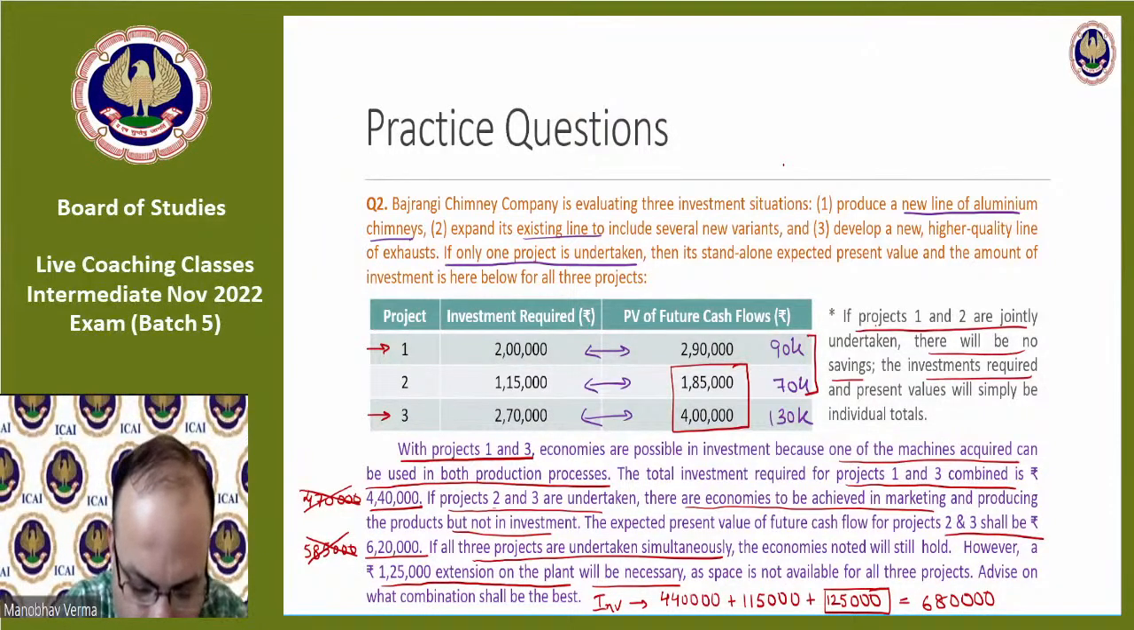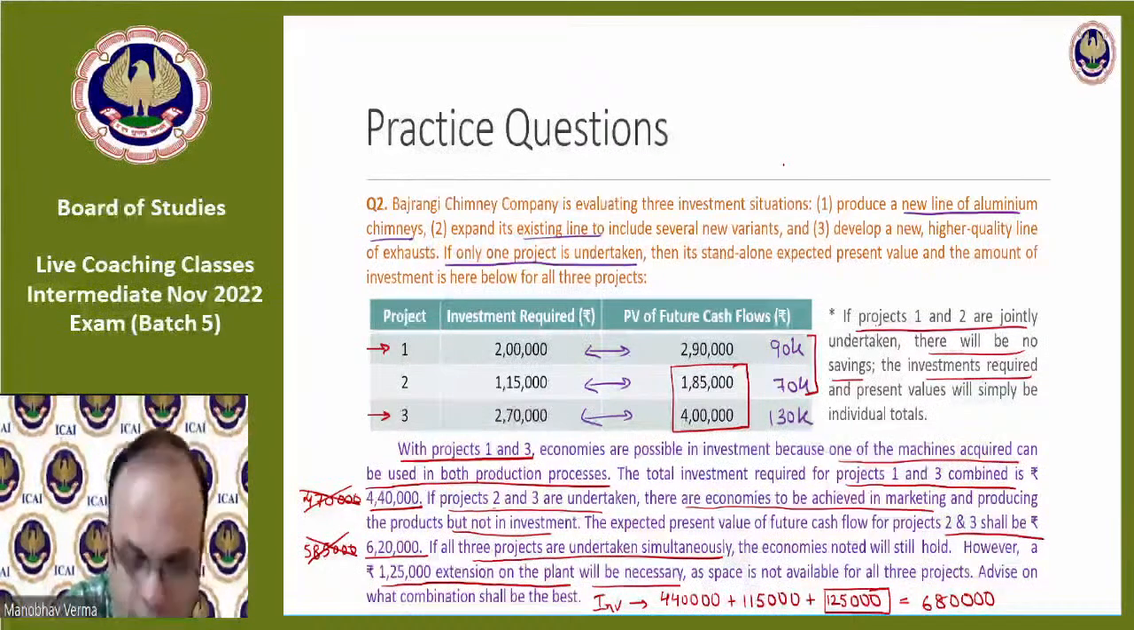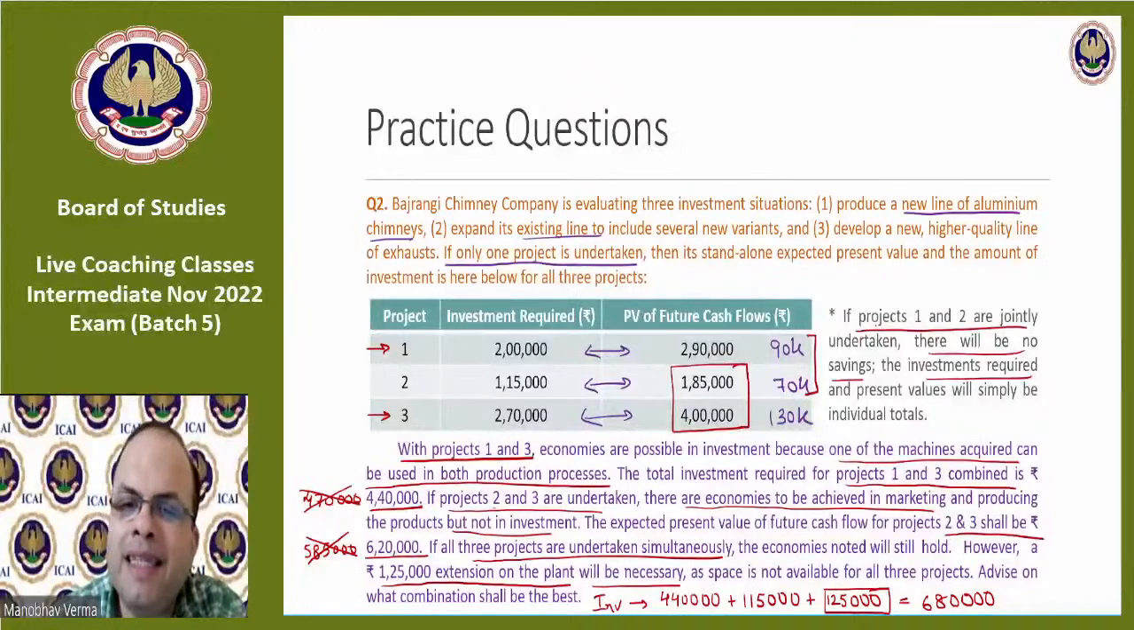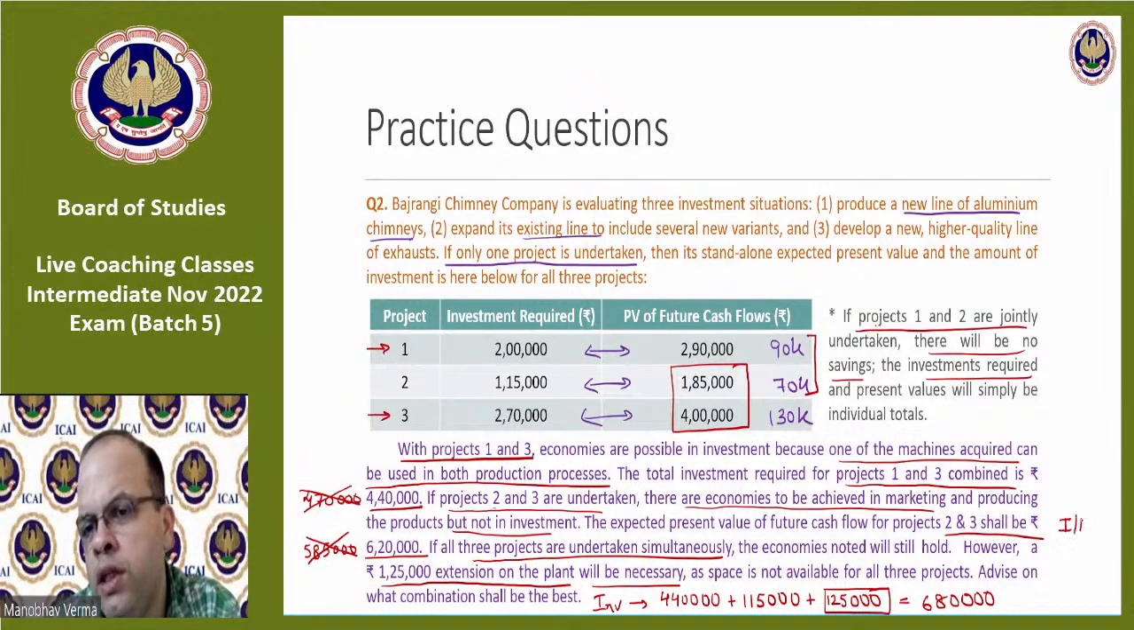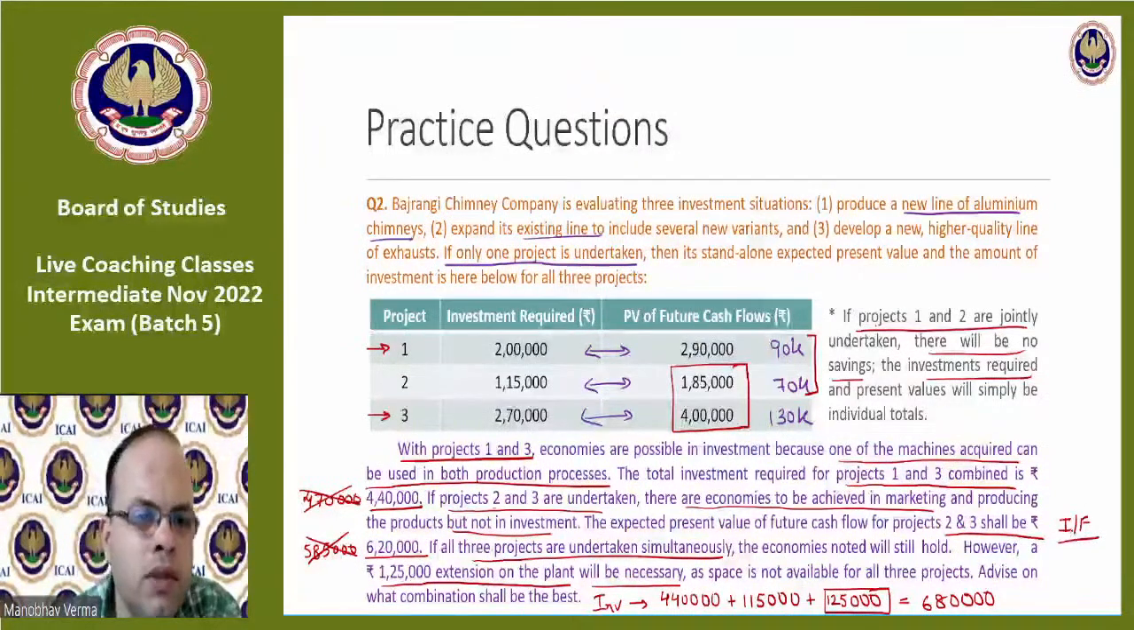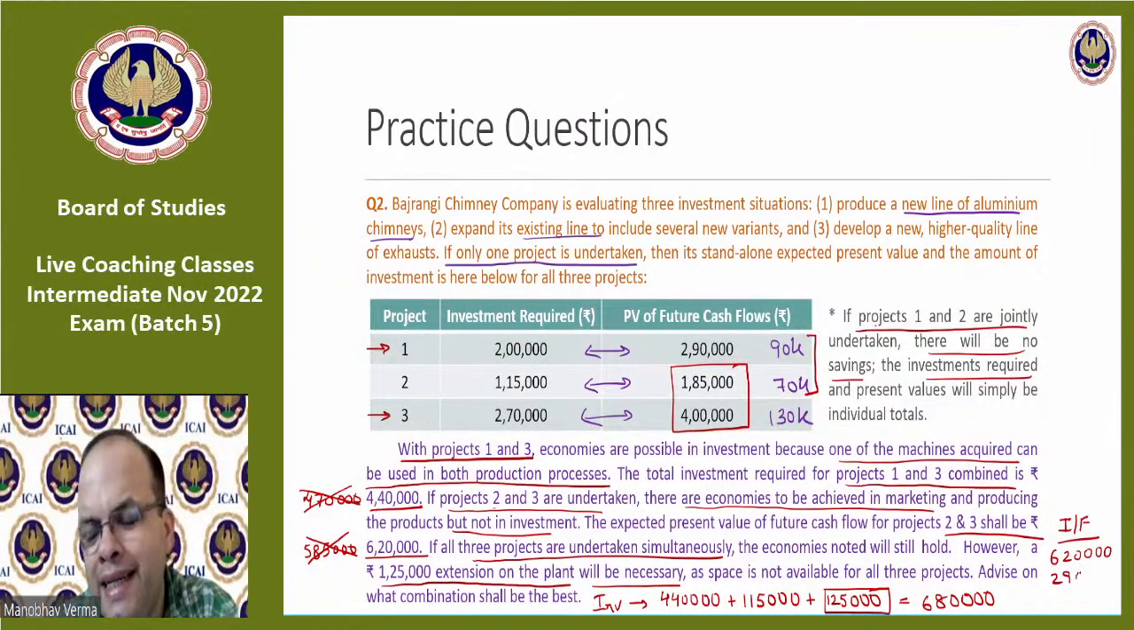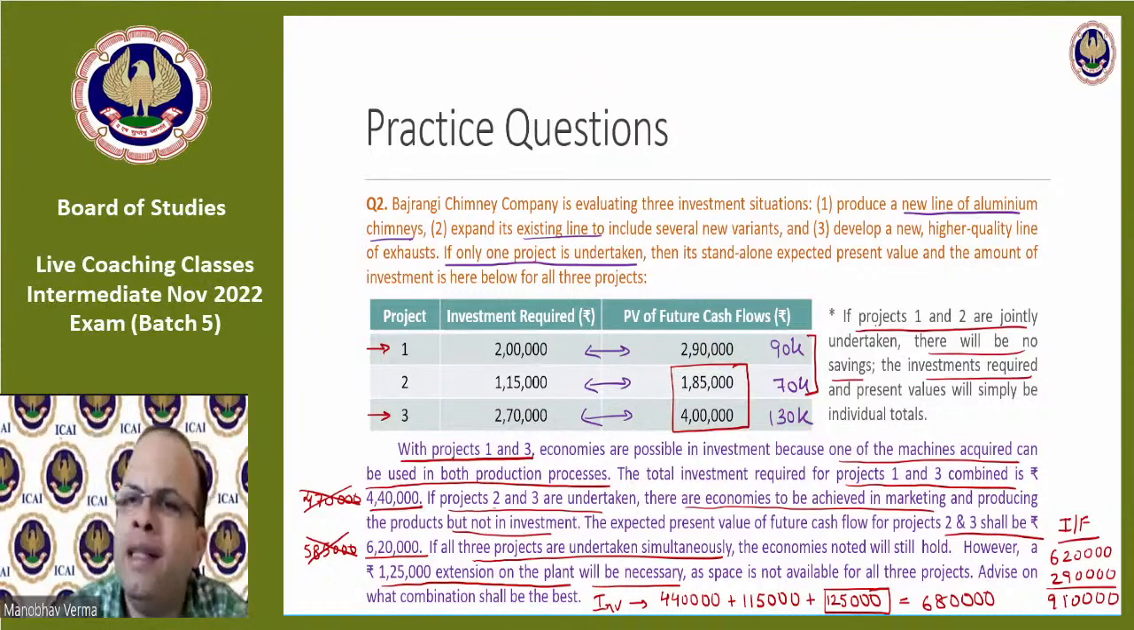Yes, Hiril. So Hiril is justifying that yes, the gadgets can be useful in the other projects. Absolutely correct. Hitesh, absolutely. So investment is 6,80,000, but what would be the inflow? If I do all the 3 projects, I think we get 6,20,000 from 2 and 3, and then we have 290. So we're getting 9,10,000. So my NPV becomes 2,30,000 here.